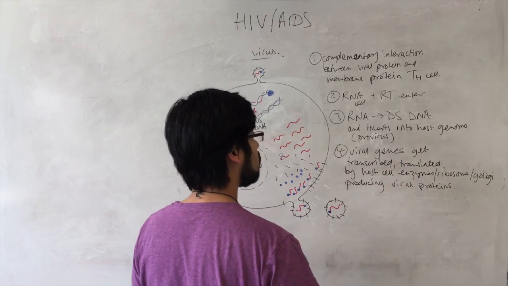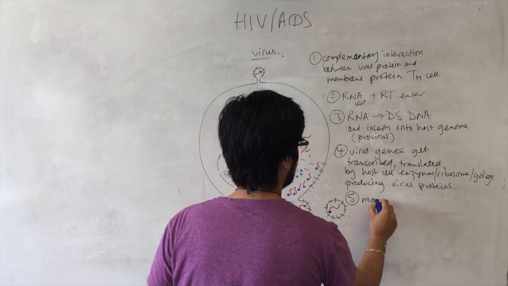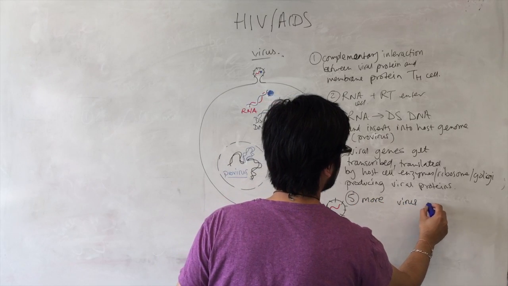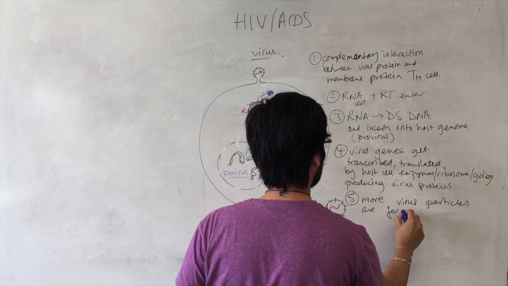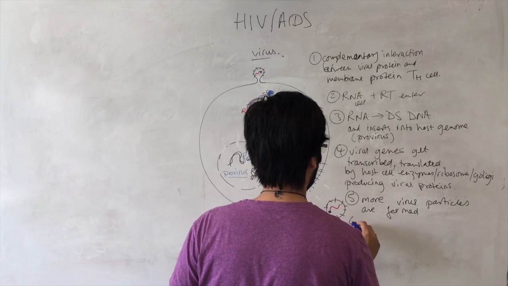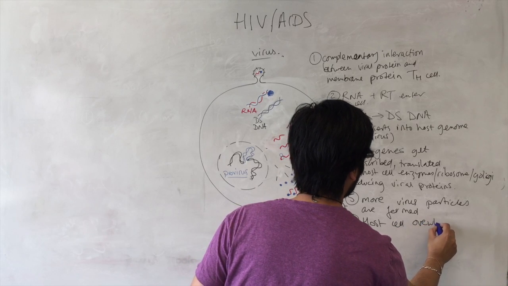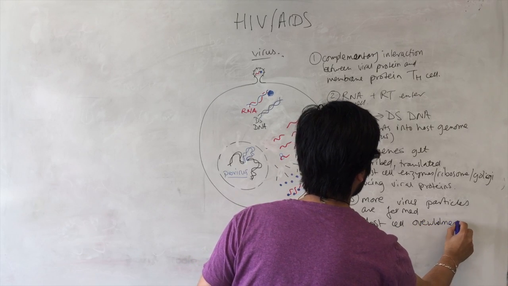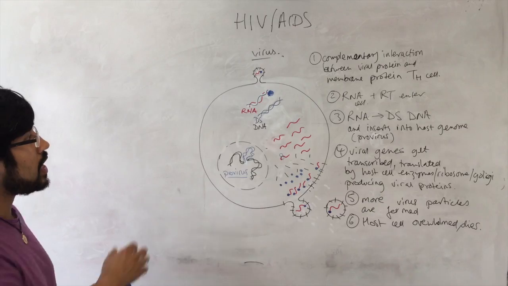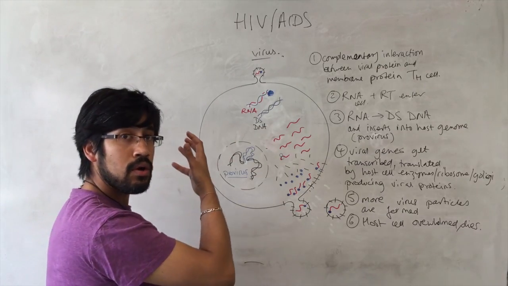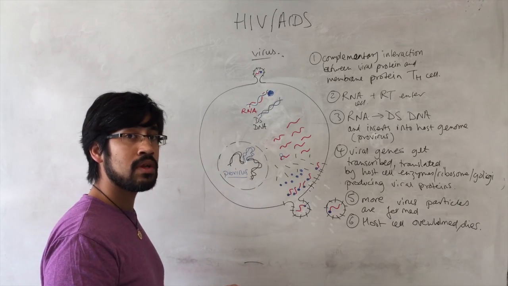So viral genes get transcribed, translated by the host. More virus particles are formed. Host cell overwhelmed, dies. Okay? And as we get this happening in many T helper cells, we effectively have no immune system, right?